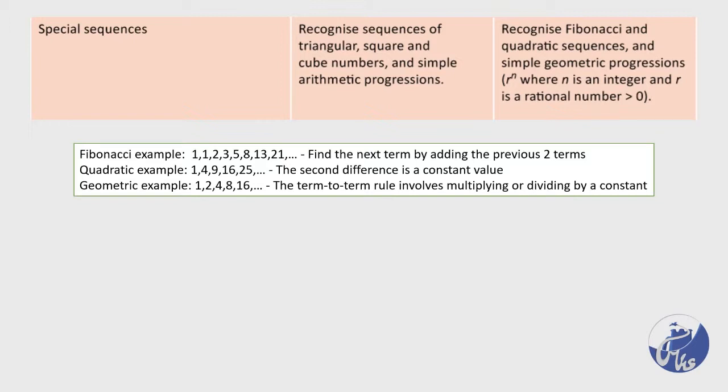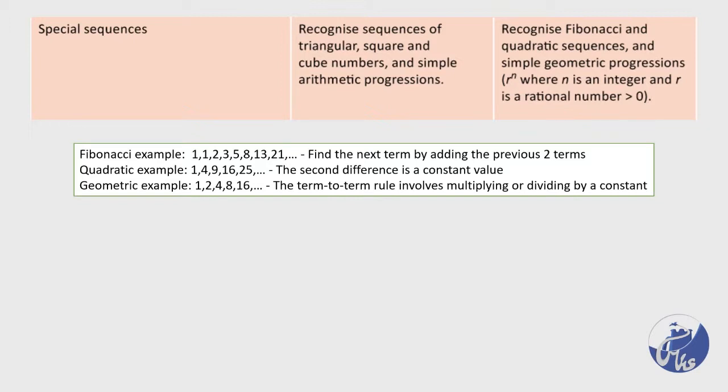When you think of items that can be arranged in a triangle, I often think about a set of pool balls and how they would be arranged in a triangle and how many are in there. That's an idea of where triangle numbers come from. The more advanced types are going to be Fibonacci, quadratic, and then geometric.